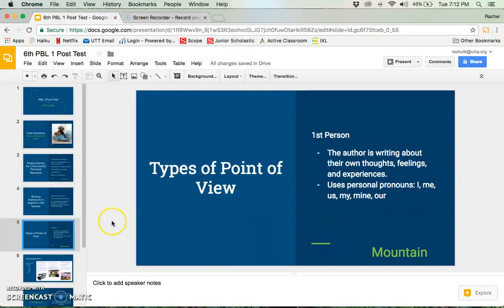Alright, then we're going to talk about the types of point of view. As we talked about before, personal narratives are written in first person point of view. This is when the author is writing about their own thoughts, feelings, and experiences. When you're writing in first person point of view, or when you're reading something that's written first person point of view, the key things to look for are the personal pronouns I, me, us, my, mine, and our. These are first person pronouns. And the next word in Moose's name is mountain.